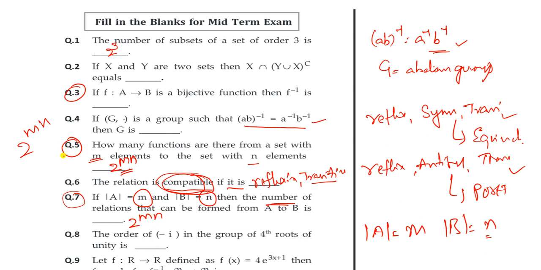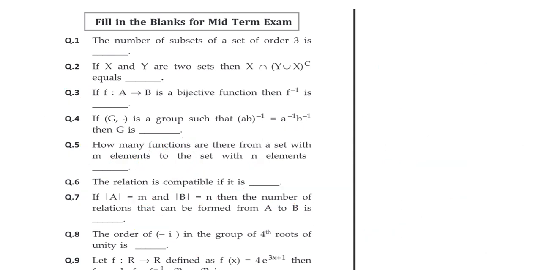I think this fifth question is wrong. How many functions? Functions means how many functions? So the answer is wrong. Sorry, 1 second. Fifth question. So, the fifth question answer is n to the power of m. How many functions? Here they are asking about how many functions are there from a set with m elements to a set with n elements. So, n to the power of m. Here they are asking the number of relations, and it should always be 2 to the power of some value. Number of relations means 2 to the power of mn.